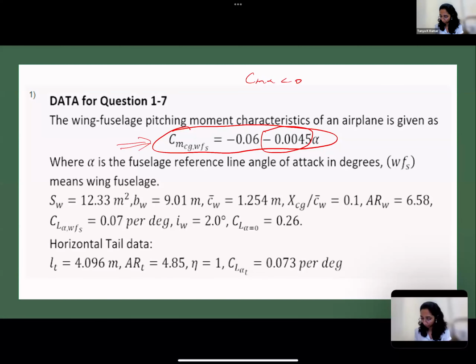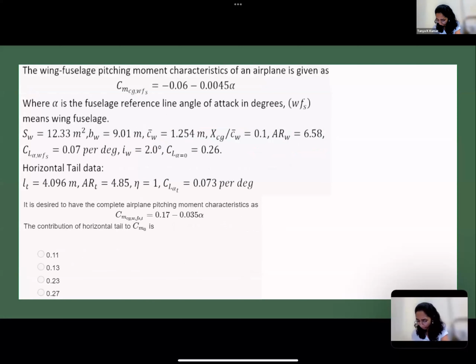Okay, let's go to the questions. First question is, it is desired to have complete airplane pitching moment characteristics as CM at the CG is 0.17 minus 0.035 alpha. Again, here, is it statically stable or unstable? Again, it's a negative slope. So again, it is statically stable. So obviously, it's desirable to have statically stable. So that is the desired characteristics.